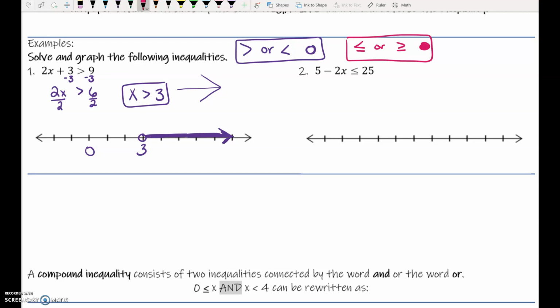Okay, the next one. What would we do first? Subtract 5. Negative 2x is less than or equal to 20. Notice when you subtract the 5, that is still a negative 2x. How do we get rid of the negative 2? Do you guys remember what happens when you divide an inequality by a negative? The symbol flips. So our next step will be x is greater than or equal to negative 10.